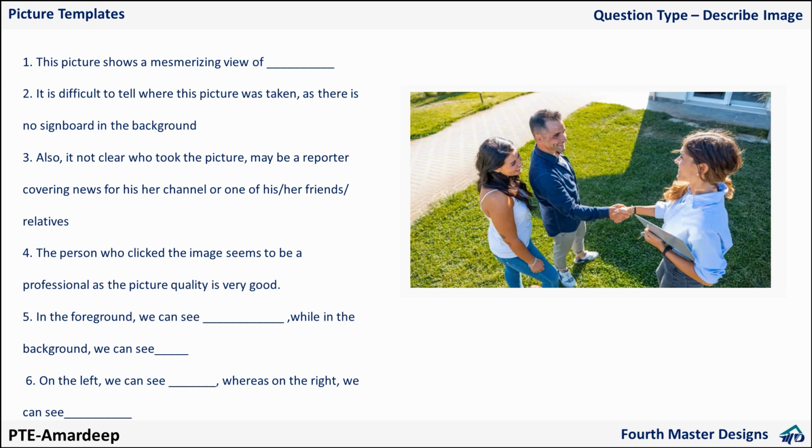Now practice some images and then jump to the next lecture where I'm discussing architecture plan. That will be our second last lecture, and in the last lecture we are going to discuss maps. So that's all guys, thank you very much.